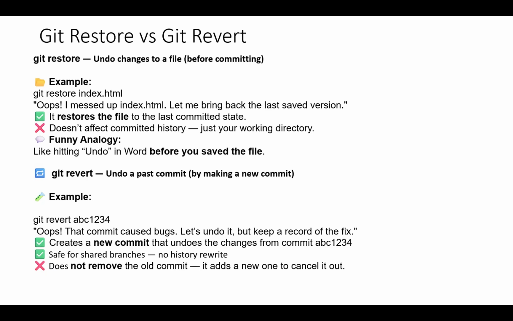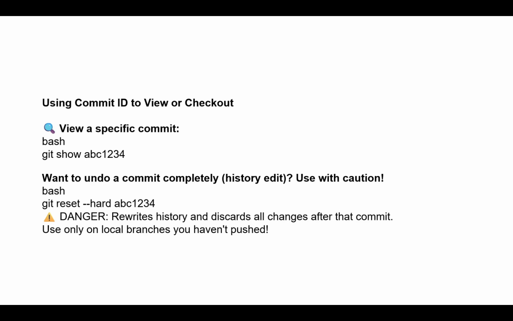Remember that when we are restoring, it doesn't create a commit, but when we do a revert, it creates a new commit that undoes the changes from the earlier commit. So it is safe for shared branches, with no history rewrite. It doesn't even remove the old commit, it adds a new one on top of it. So that's the major difference between restore and revert.